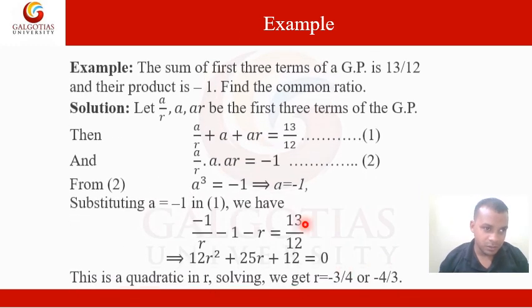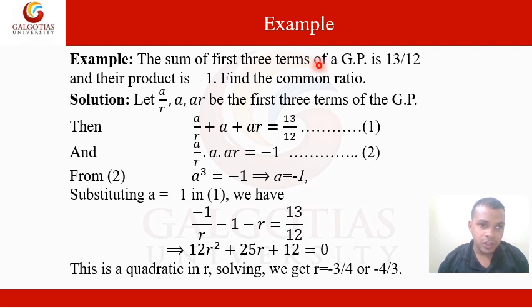Let's have some other example. The sum of the first three terms of a GP is 13 divided by 12, and their product is minus 1. Then find the common ratio. Let a by r, a, ar be the first three terms of a GP. Whenever we want to take the first three terms, I can put it in this way. So their sum is 13 by 12 and their product is minus 1. So a by r multiplied by a multiplied by ar is minus 1, and this r is going to cancel out.